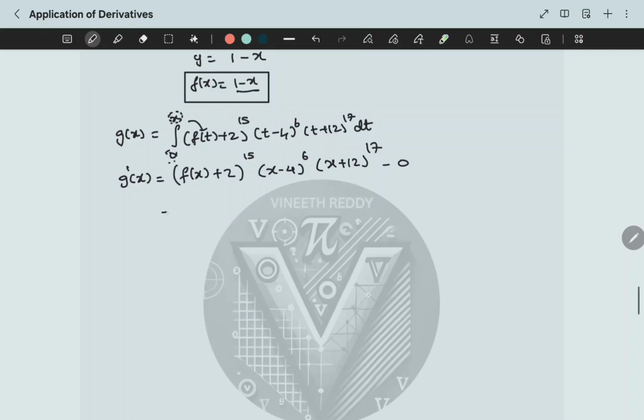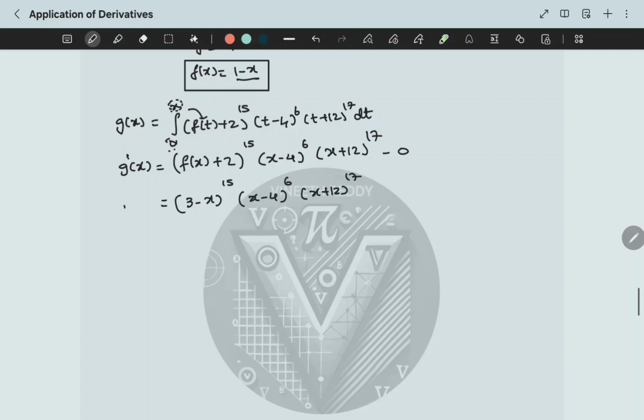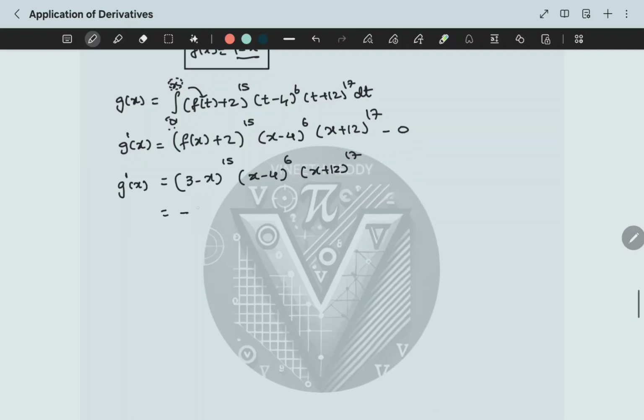Derivative of x is 1 and derivative of 0 is 0, so minus 0. What is f of x? 1 minus x. So we ultimately get 1 plus 2 is 3 minus x whole power 15, x minus 4 whole power 6 and x plus 12 whole power 17, right? This is g dash of x. Now the first derivative, so we will take minus outside, we will get minus of x minus 3 whole power 15, x minus 4 whole power 6, x plus 12 whole power 17, right?